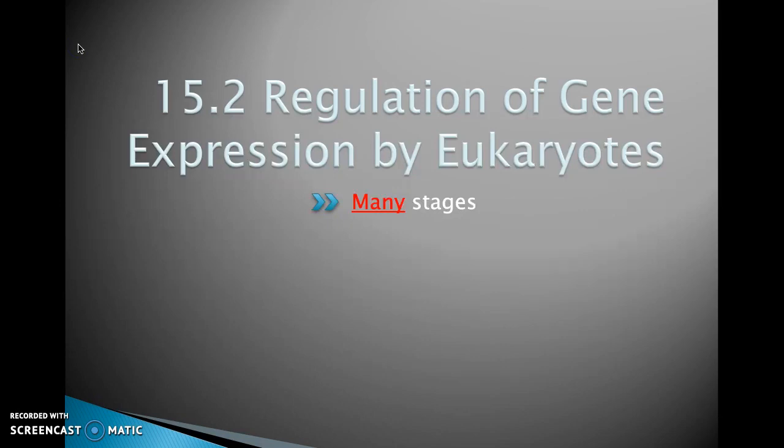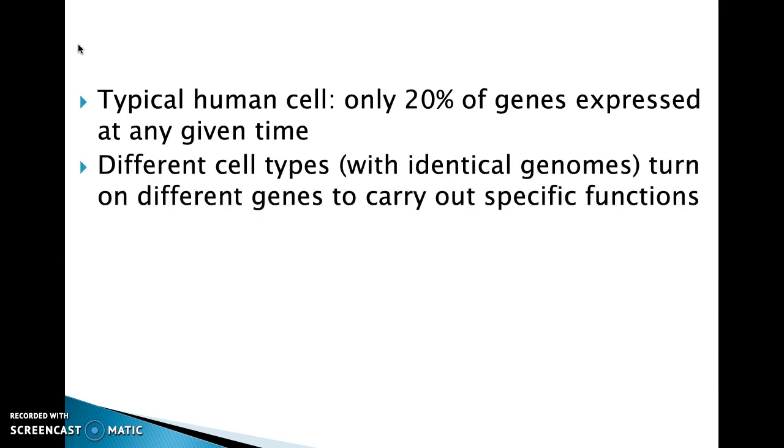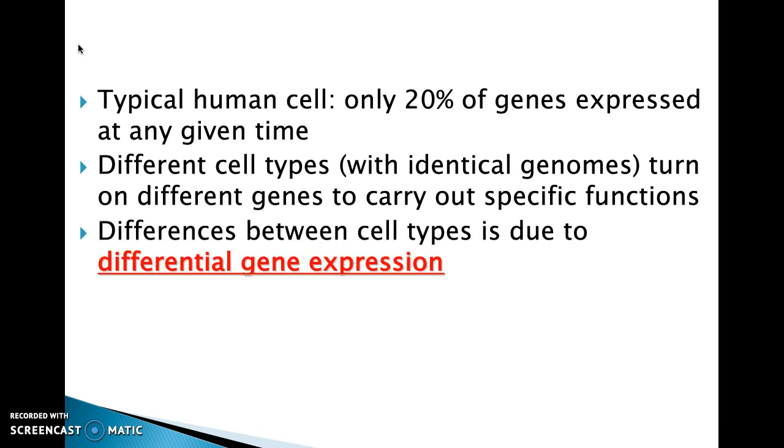Section 15.2 is about eukaryotic gene expression. In a typical human cell, only about 20% of genes are expressed at any given time. Different cell types, which have identical genomes, turn on different genes to carry out specific functions. Every nucleus has identical 23 pairs of chromosomes, and the differences between the cell types are due to differential gene expression.